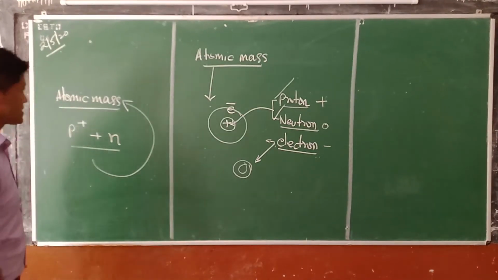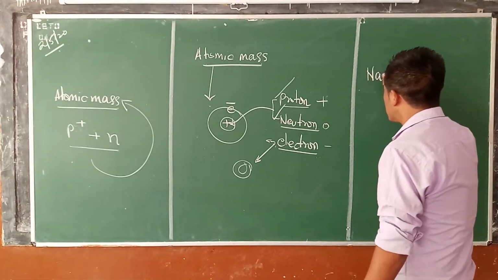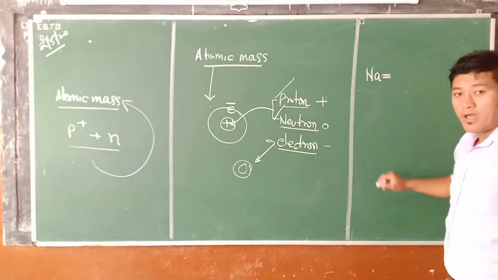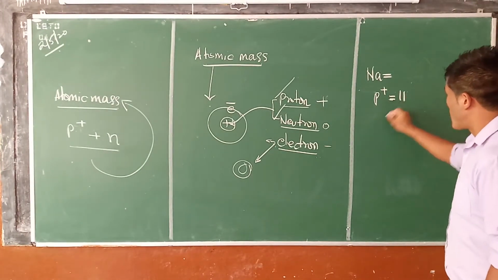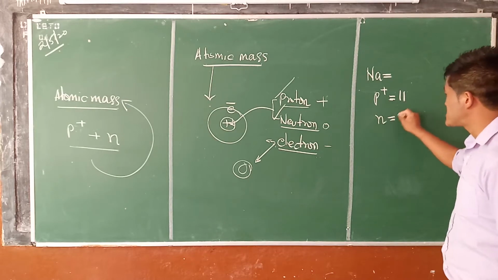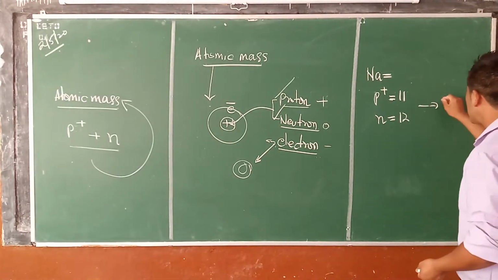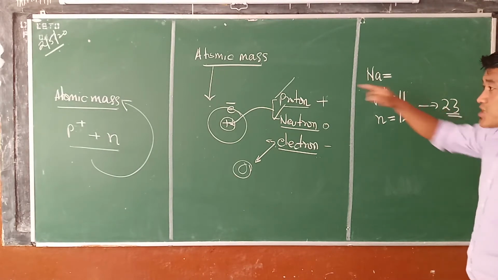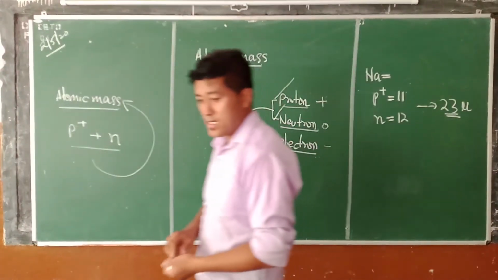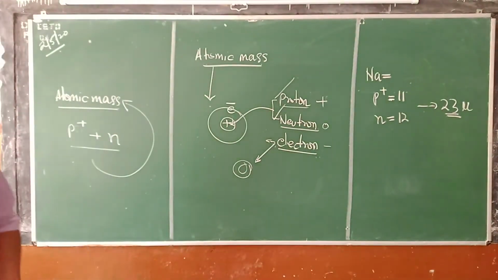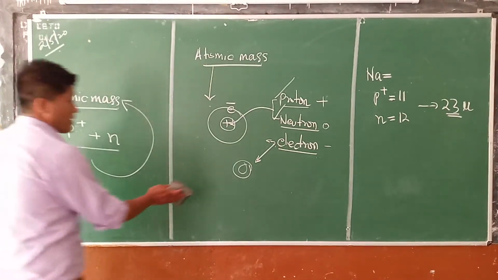For example, let us take sodium. Sodium has atomic number 11, and has 11 protons, whereas sodium has 12 neutrons. Now 11 plus 12 is how much? This is equal to 23. That is the atomic mass of sodium. Is that clear? Okay. Do you understand this? Now let us proceed forward to another step.